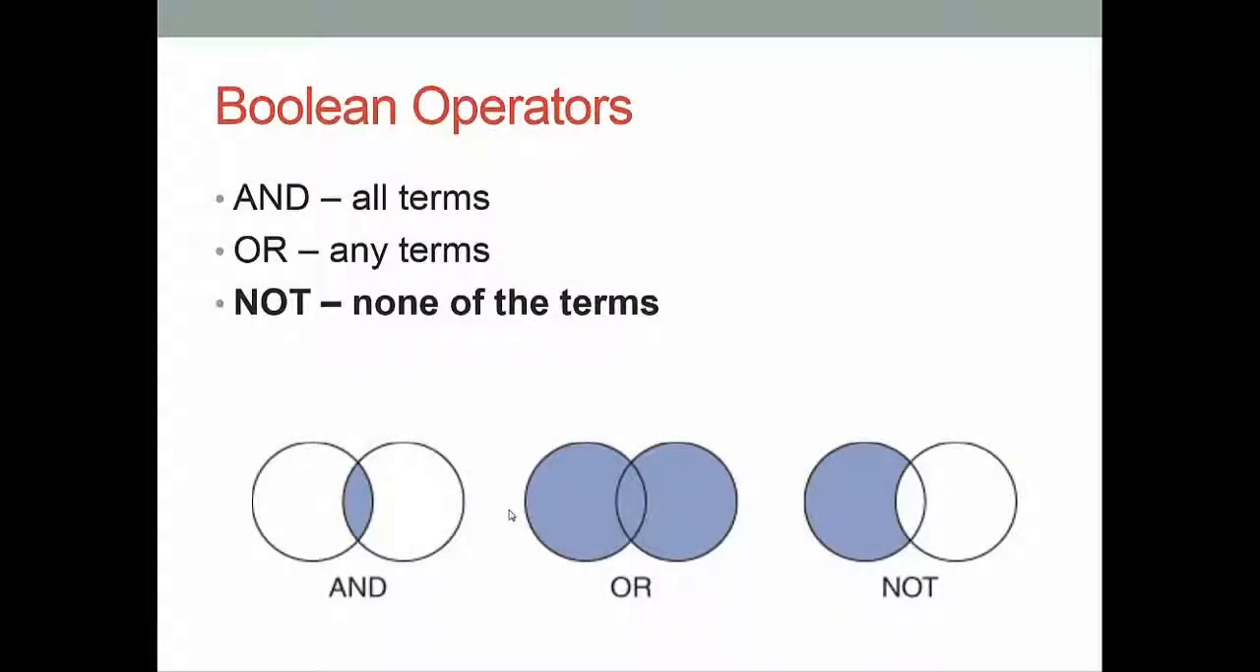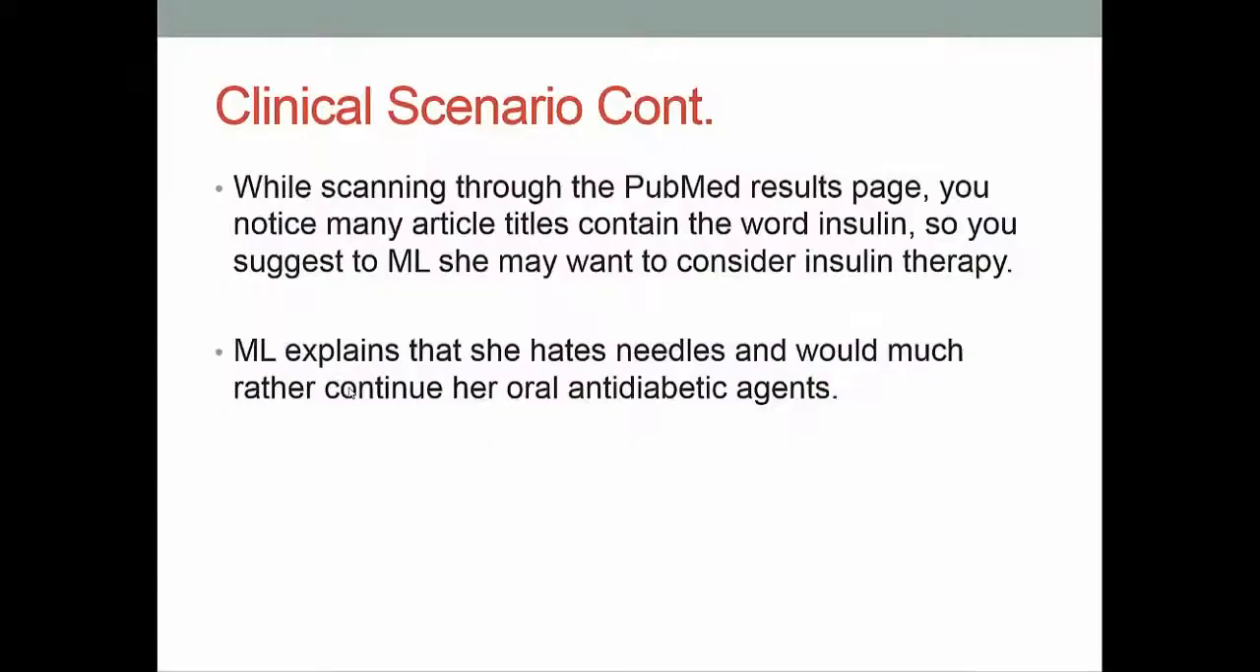The third Boolean operator PubMed utilizes is NOT. The NOT operator tells PubMed to exclude PubMed entries that contain the following keyword. Let's go back to the clinical scenario. While scanning through the PubMed results page, you notice many article titles contain the word insulin, so you suggest to ML she may want to consider insulin therapy. ML explains that she hates needles and would much rather continue her oral anti-diabetic agents.